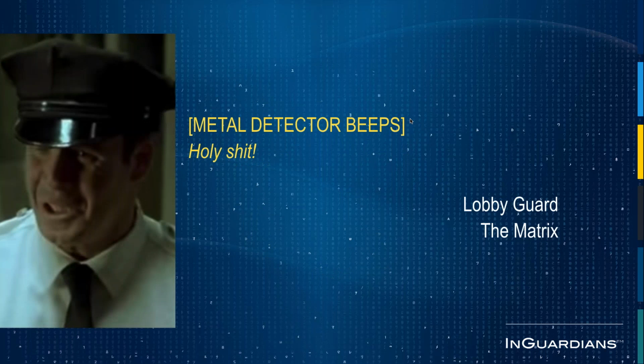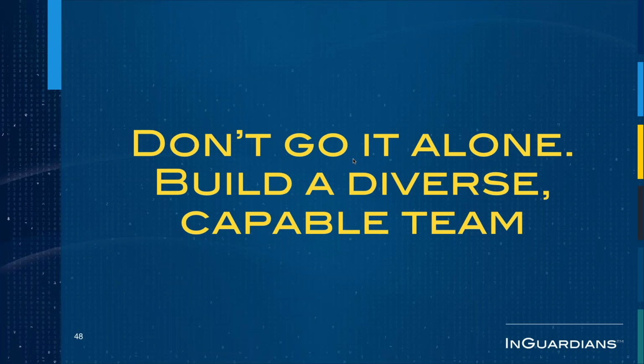So what happens? You go through the metal detector, and the metal detector beeps. Neo and Trinity going through the metal detector, and the guard yells, holy, because why? They've got tons of guns on their person in a bag. They've come fully armed and as part of a team. So don't go into this testing alone.